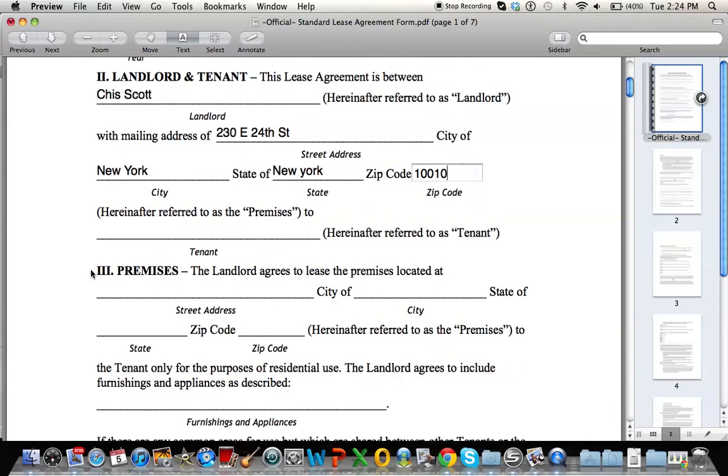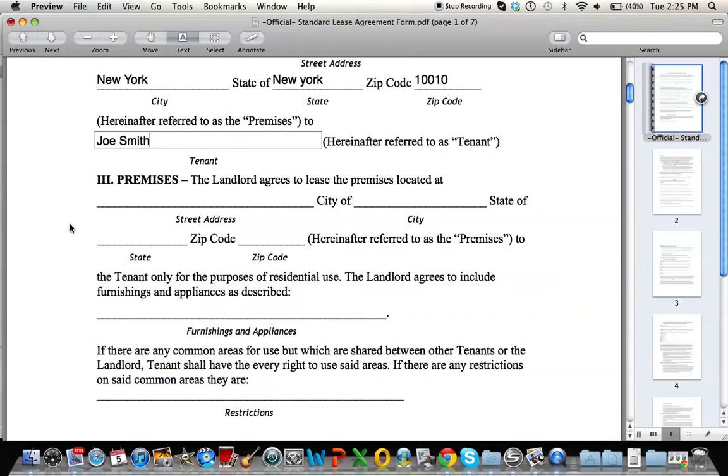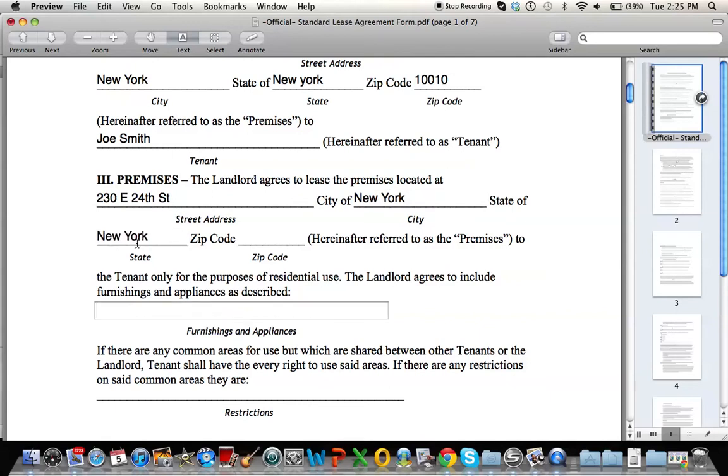Hereinafter referred to as the premises. Here we're going to write in the tenant. Let's call this guy Joe Smith. The landlord agrees to lease the premises located at, let's just say the landlord and the tenant live in the same building, so 230 East 24th Street, the City of New York, State of New York, the same zip code, 10010.